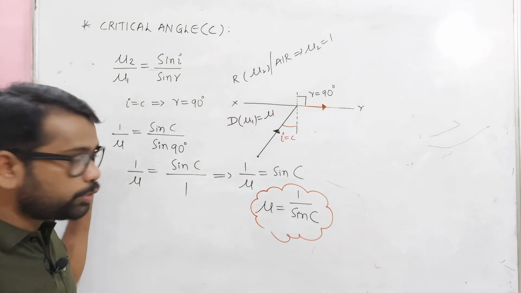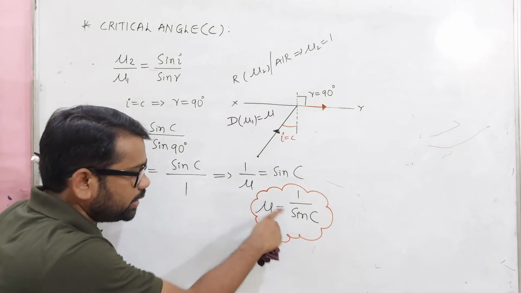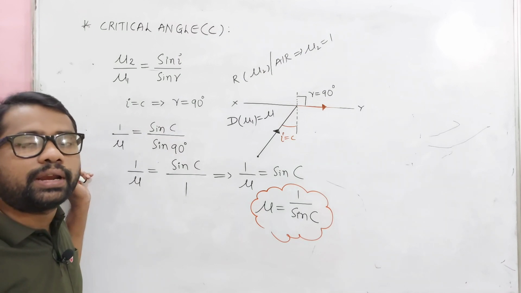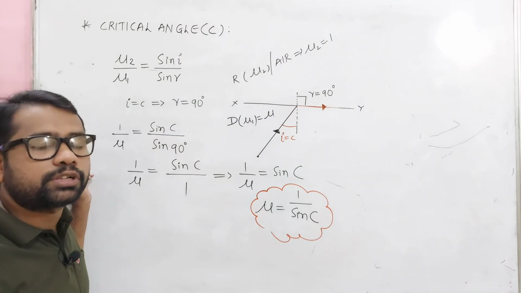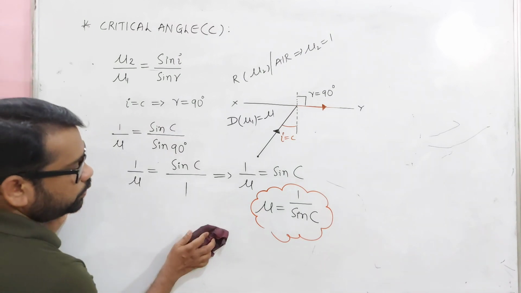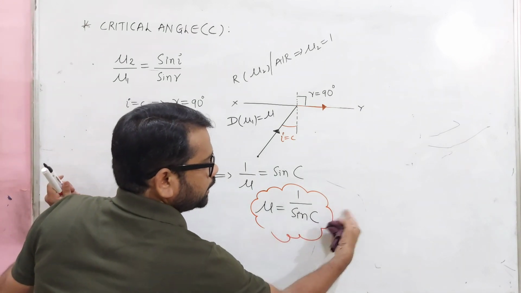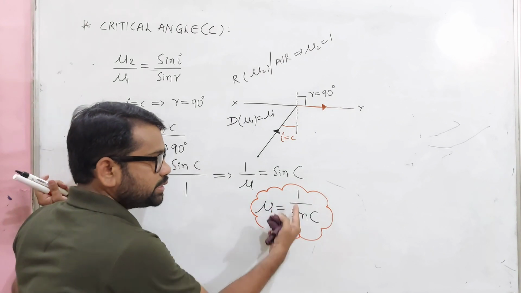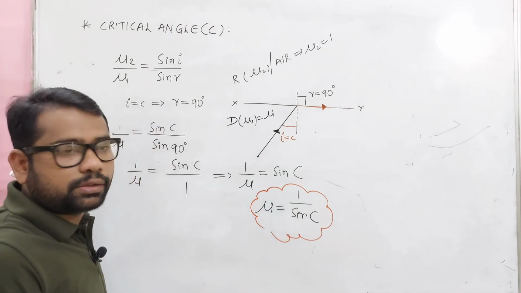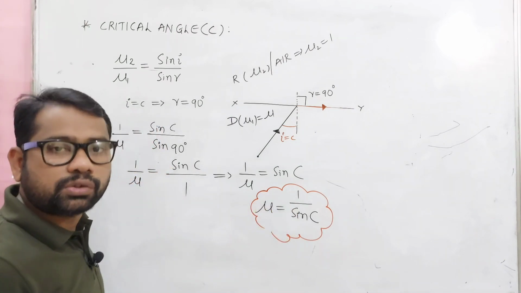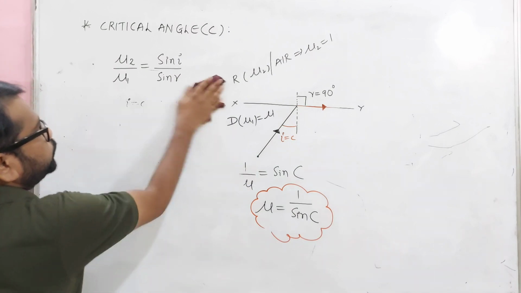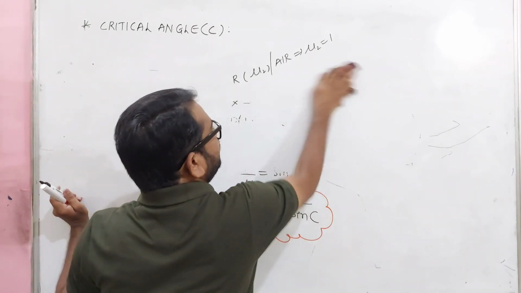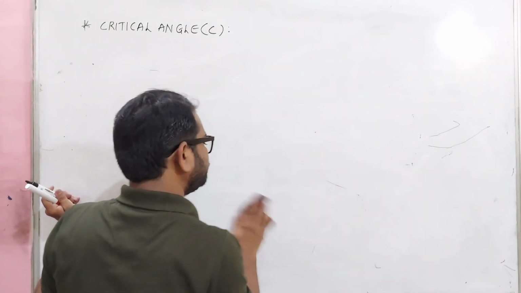So children, hope you copied. Mu is equal to 1 by sin c. Or you can write c is equal to sin inverse of 1 by mu. Or this can be written as cosecant c also. 1 by sin theta is equal to cosec theta. So mu is equal to cosec c also we can write. Okay, fine. So this is how critical angle and refractive index are related.